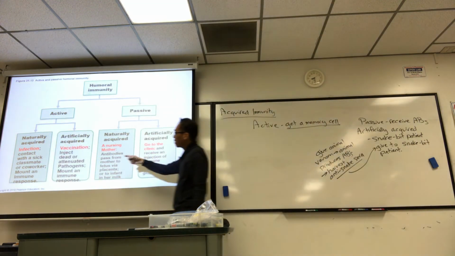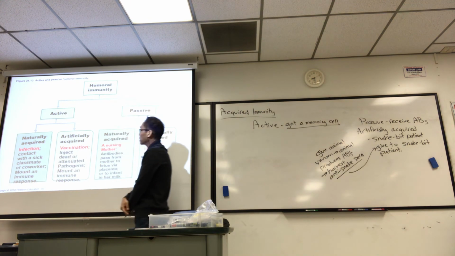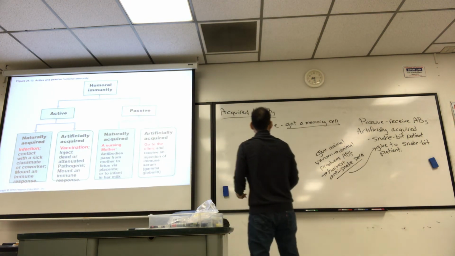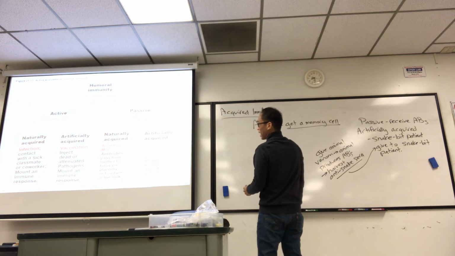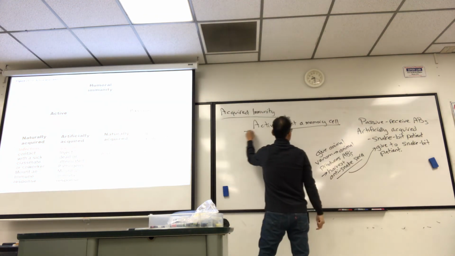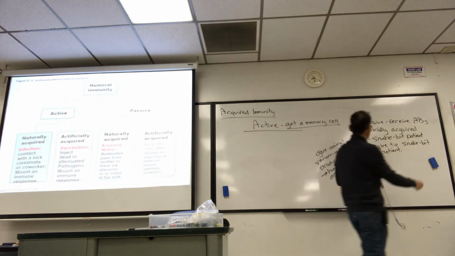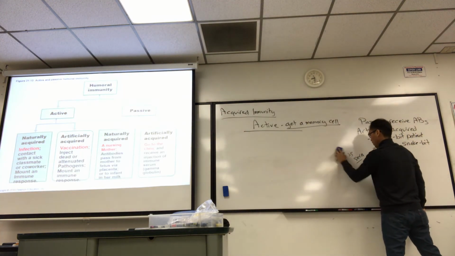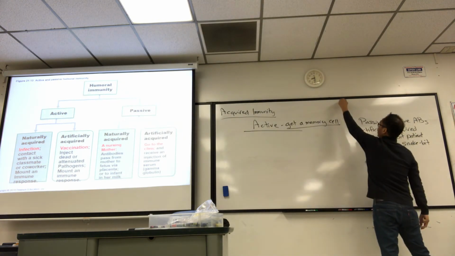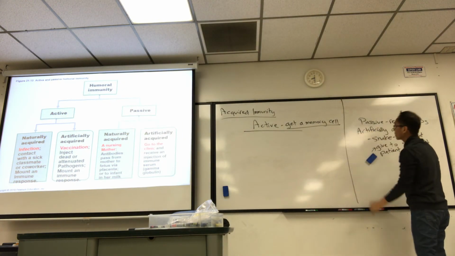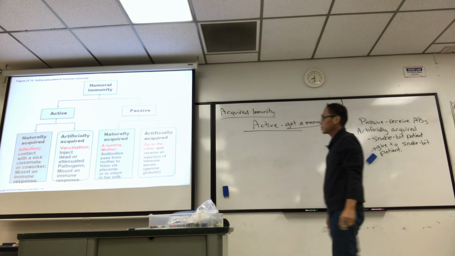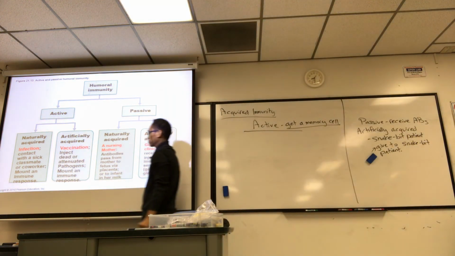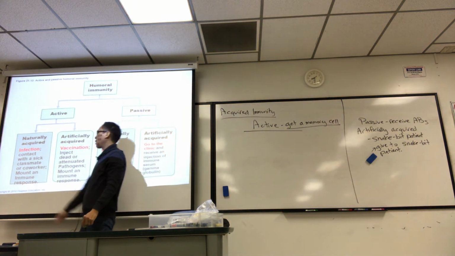Okay, let's do the naturally, artificially acquired immunities for the active form. So you have naturally acquired under the active. Let me erase this. Kind of the right way. You just get sick. Someone gets you sick. You mount a response.